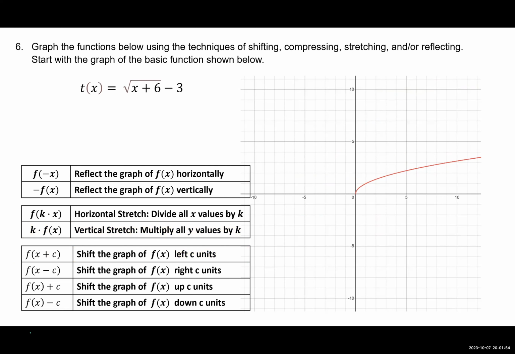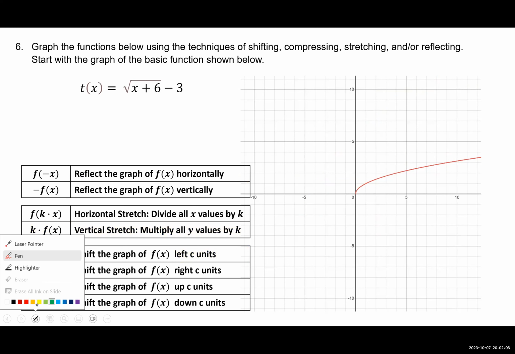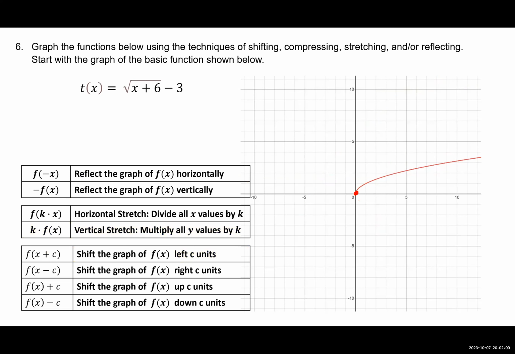Okay, we've got t of x, or up to t now. T of x is equal to the square root of x plus 6. So x plus 6 under the square root, and then we've got a minus 3. All right, so we've got the point 0, 0. This is the graph of y equals square root of x, okay? Now we've got, so this is all of our transformations. This is everything.